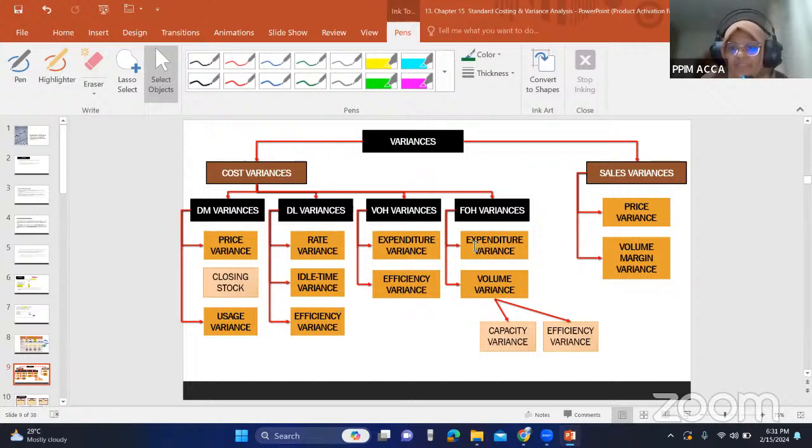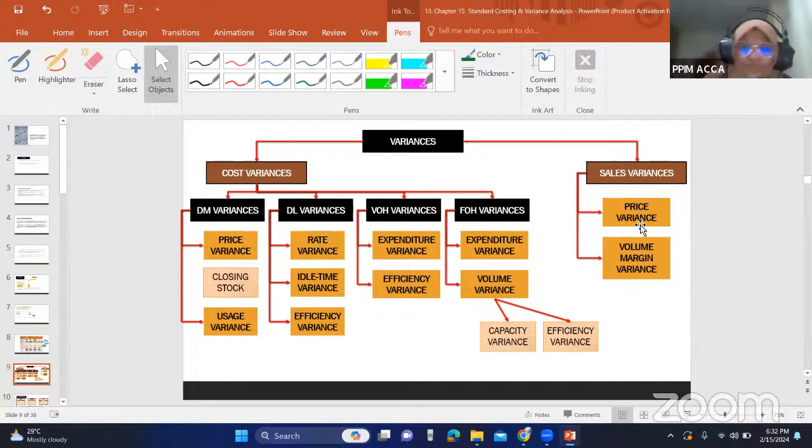Fixed overhead, expenditure: did we pay more or less than the budget? Volume is to do with, again, the numbers that you sell. We will come into this in a bit. This volume variance you can split into capacity variance and efficiency variance, all of which we will cover in the question. Finally, we have the sales variances. We have the price variance, so that is if we sold for a higher price or a lower price. Volume margin variance: did we sell more units than we budgeted or fewer units than we budgeted? That's the volume variance.